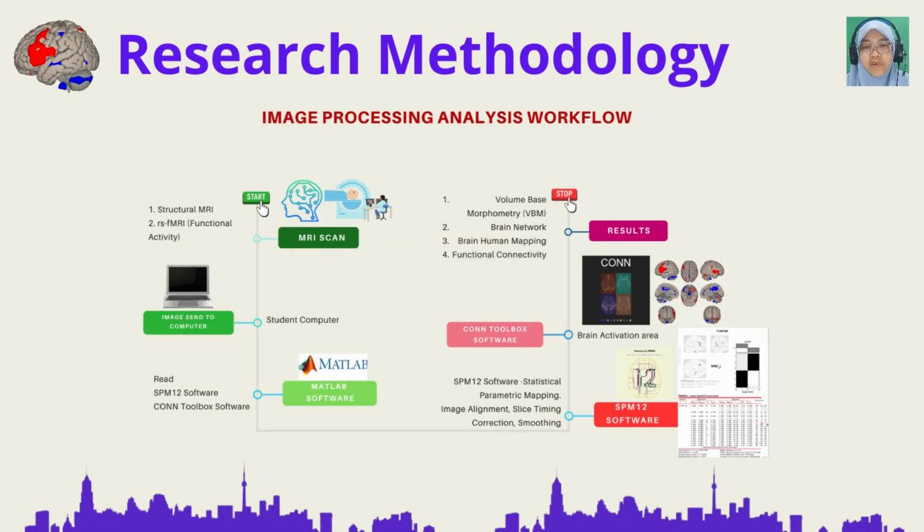So this is our workflow in image processing analysis. From the MRI scan data, structural and functional images, we send the images to our computer, where we install the MATLAB software to run the SPM12 software for VBM and statistical parametric mapping, which does the image alignment, slice timing correction, and smoothing. And then we also install the CONN toolbox for the brain to find the brain activation area, which is the functional connectivity in the brain area.